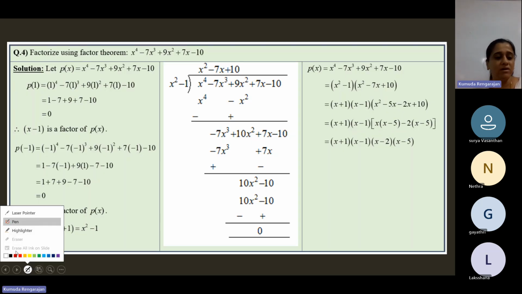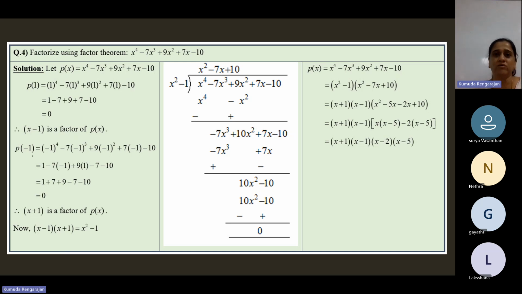But I have worked for P of 1 and P of minus 1, because when x is minus 1, the value is 0. So you can see the factor x minus 2 which we got is here. So P of 1 is 0, P of minus 1 is 0. So we found 2 factors. If P of 1 is 0, x minus 1 is a factor, right? If P of minus 1 is 0, x plus 1 is a factor.